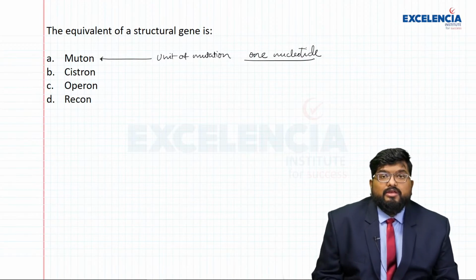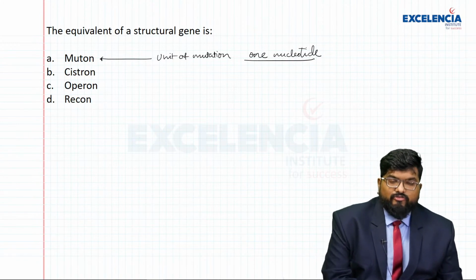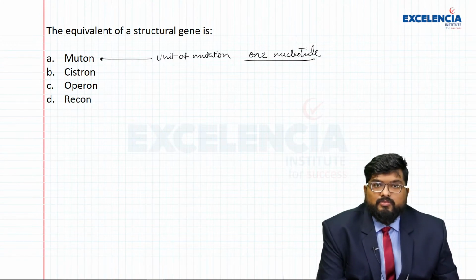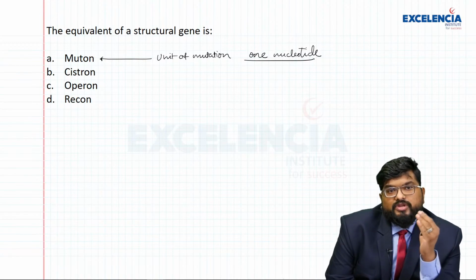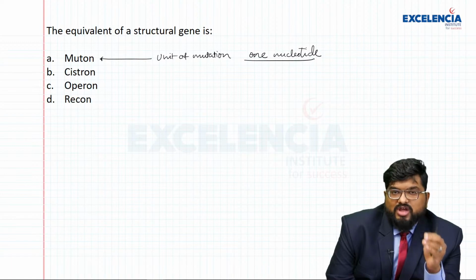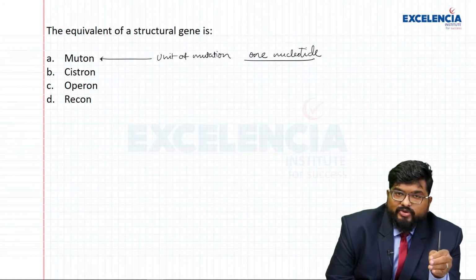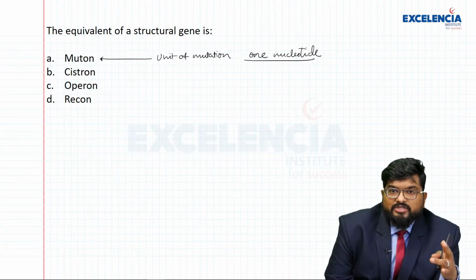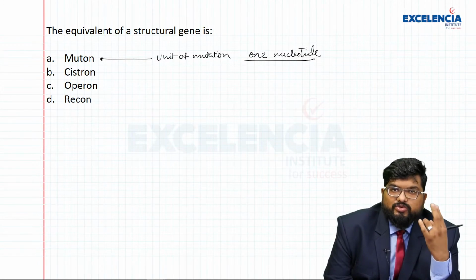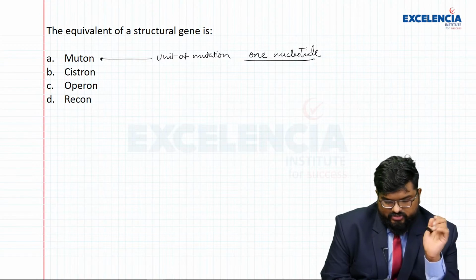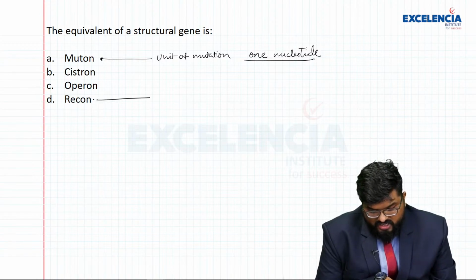Are you getting it? Muton, a unit of mutation, can even be one nucleotide, because there can be addition mutations, deletion mutations, transition mutations, transversion mutations. So these mutations happen with a single nucleotide, so point mutations. So muton is a unit of mutation. Recon is a unit of recombination.